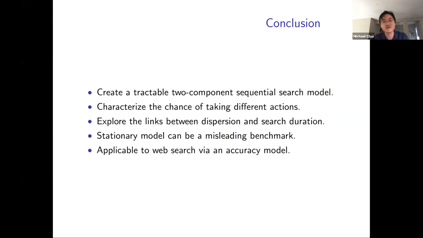And the stationary model can be misleading, even if you allow the number of options to explode. It depends on the tail property of this distribution. So it's subtle details. Finally, we think a very appealing application is web search, because of the accuracy extension of the paper.